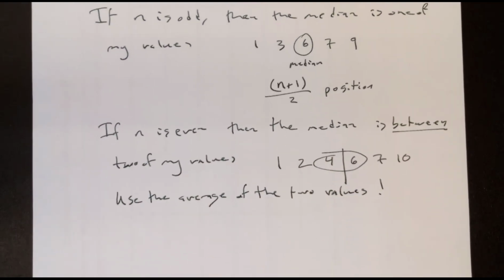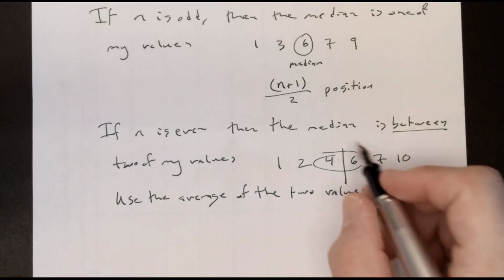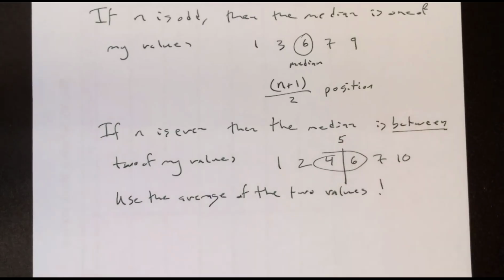So in our case, the median of this list is 5. But there's no 5 on the list. That's all right. It's still in the same spot. 6 plus 1 over 2. 7 over 2 is 3.5, isn't it? Isn't that in the 3.5 spot? It's between 3 and 4. I can still use this same positional idea. A median is a physical position on my list. Questions?